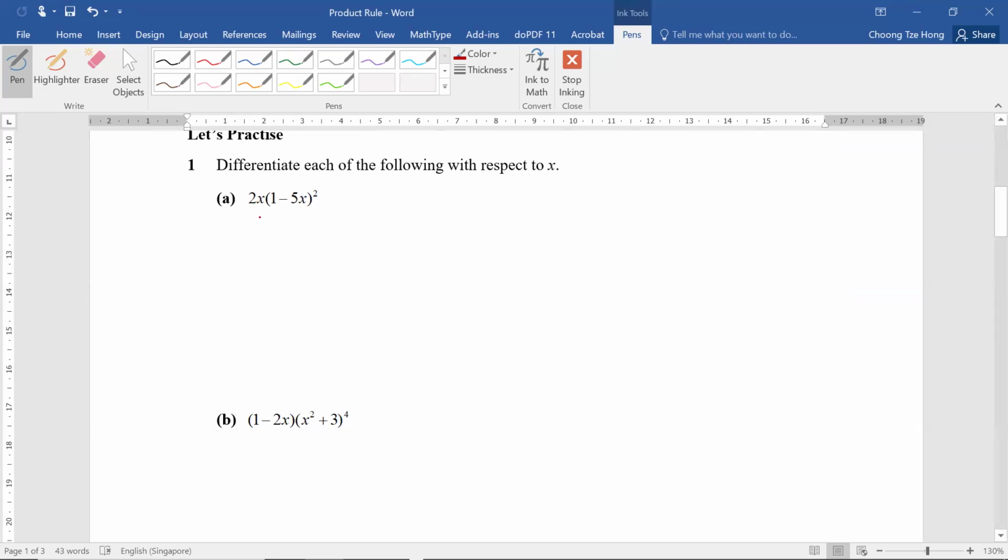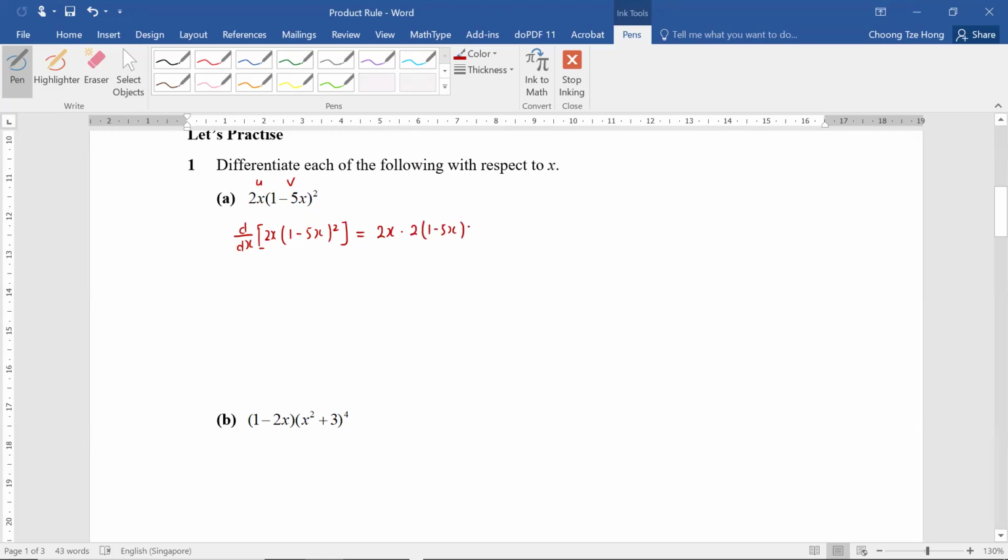Now we want to differentiate 2x times 1 minus 5x squared. Same thing, remember, if this is u, this is v. We don't differentiate u yet. Then we differentiate v first. If we differentiate 1 minus 5x whole thing squared, the power comes down.